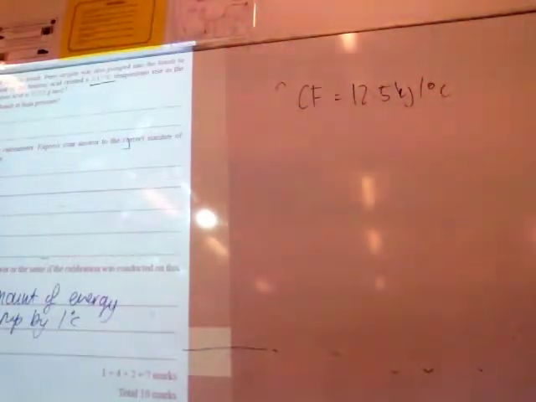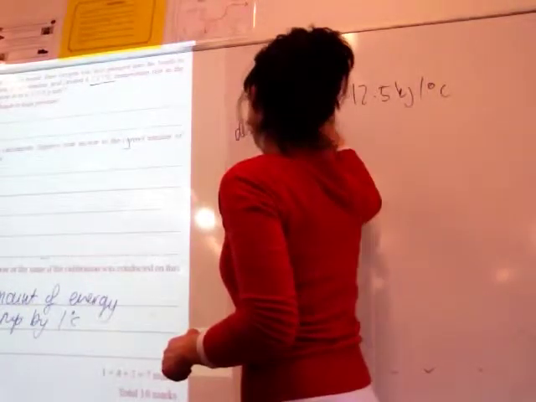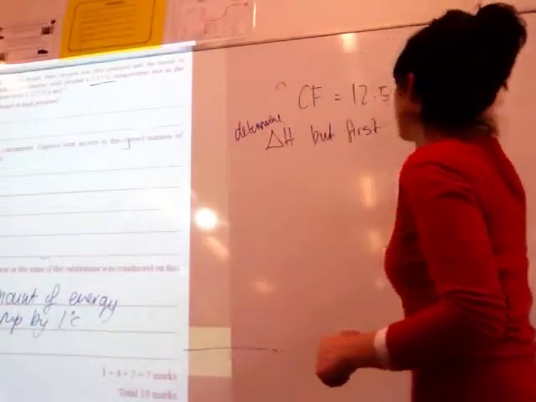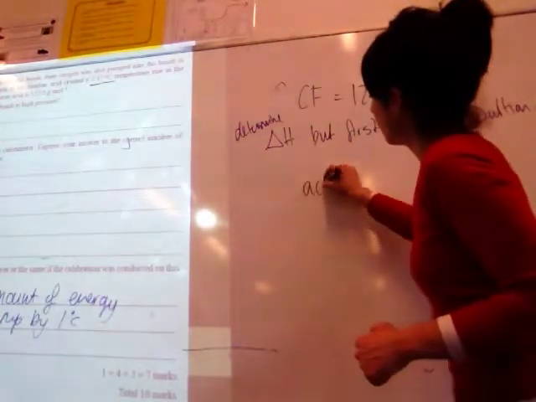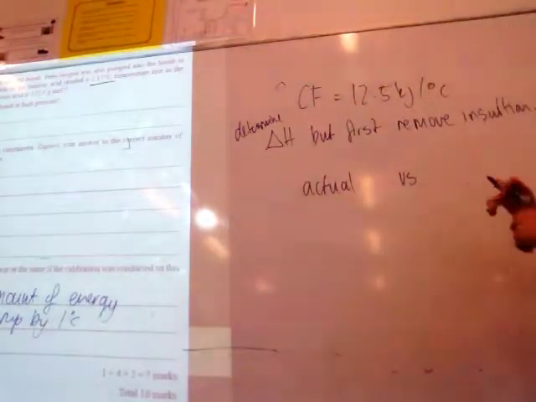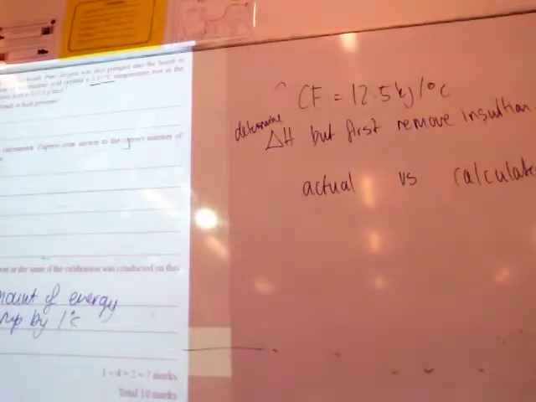We want to determine delta H, but first, remove insulation. Do you think it will affect our actual delta H? Not the real life. Actual versus calculated. That's what we've got to talk about. Okay, it's kind of hard to think through the steps, but what do you reckon? Take your time. When your calibration factor increases, your calibration factor is higher, yes. So wouldn't that just increase the insulation? It's kind of easier if you write something down. What do you reckon?